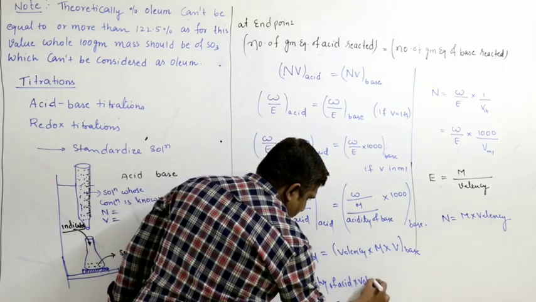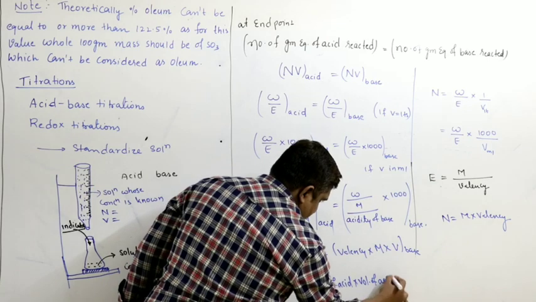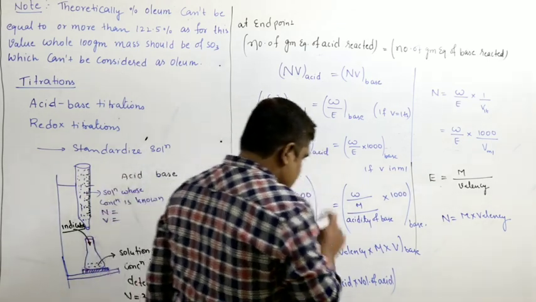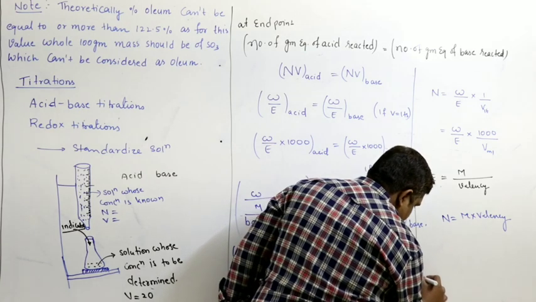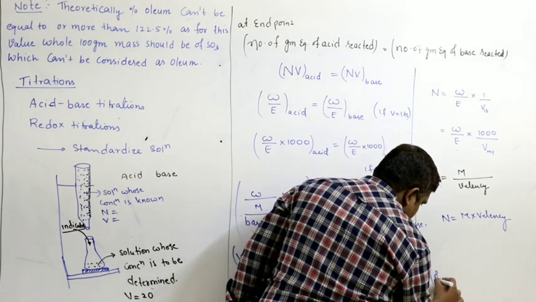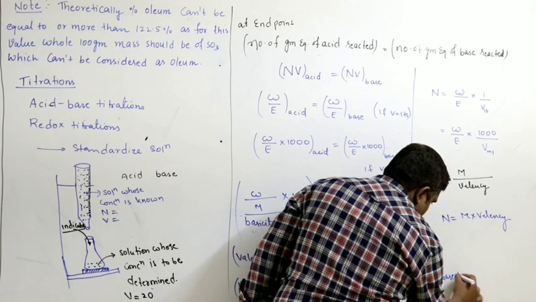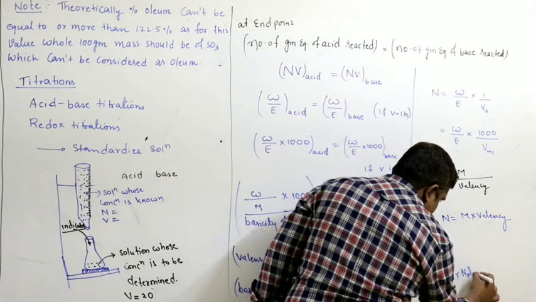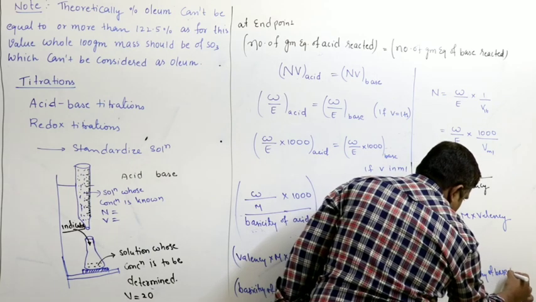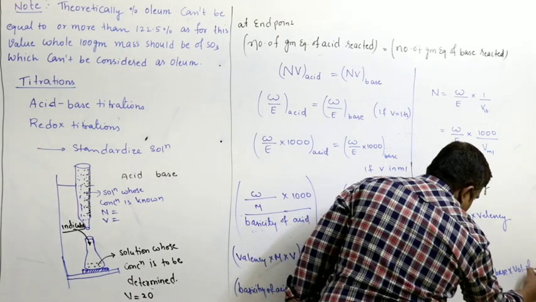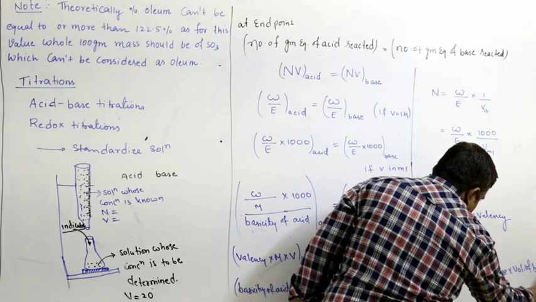into volume of acid equals what? Valency of base. What is the valency of base? Acidity of base into molarity of base into volume of base.